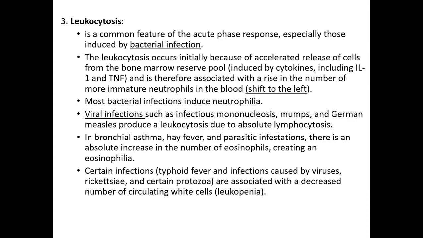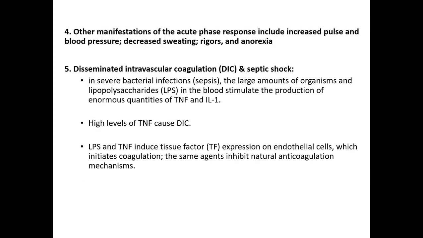Certain infections, for example typhoid fever and infections caused by viruses, rickettsia and certain protozoa, are associated with a decreased number of circulating white cells, which we call leukopenia. Other manifestations of the acute phase response are increased pulse and blood pressure, decreased sweating, rigors and anorexia, and disseminated intravascular coagulation, DIC, and septic shock. Of course, this happens in severe bacterial infection, which is sepsis.